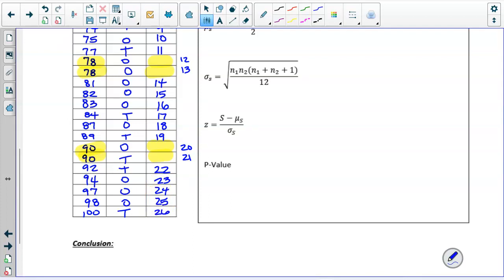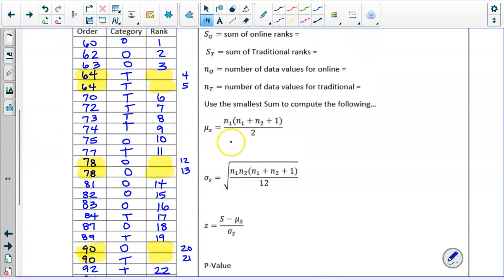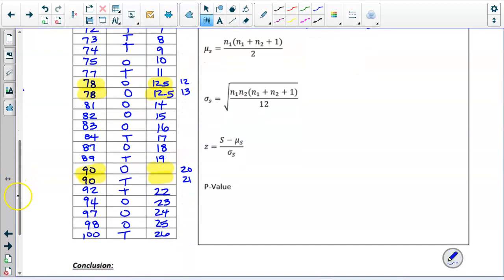Should I have 26? Yes, because 14 and 12 makes 26 total, okay? All right, so then these, just like a while ago when we practiced, 4 plus 5 is 9 divided by 2 is 4.5. 12 plus 13 is 25 divided by 2 is 12.5. And 20 plus 21 divided by 2 is 20.5.